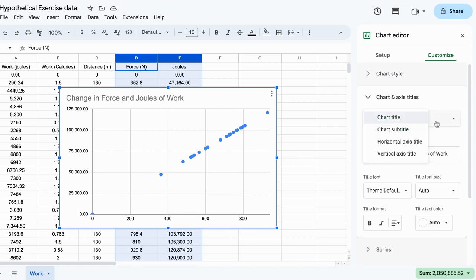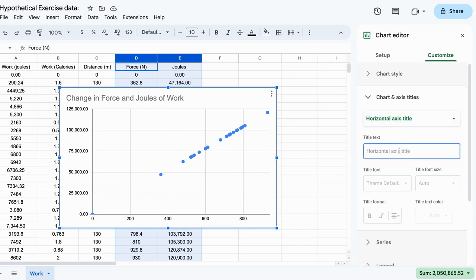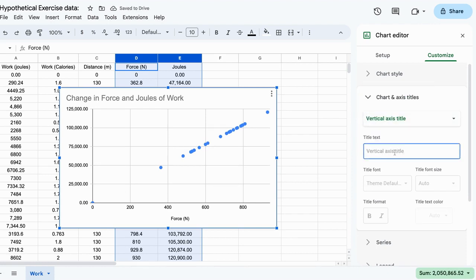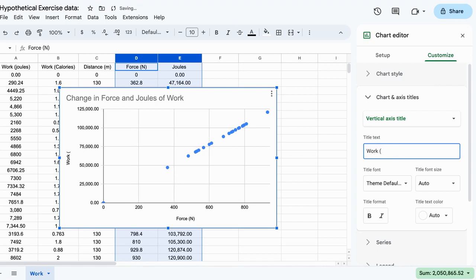Okay, let's change the title of the horizontal axis. So the x-axis, this is force in newtons. And then let's give the vertical axis a title. Again, that is work in joules.